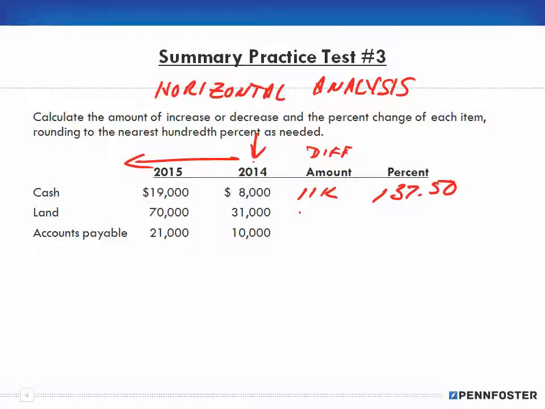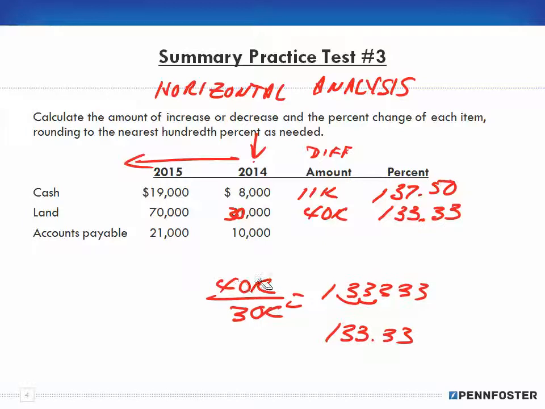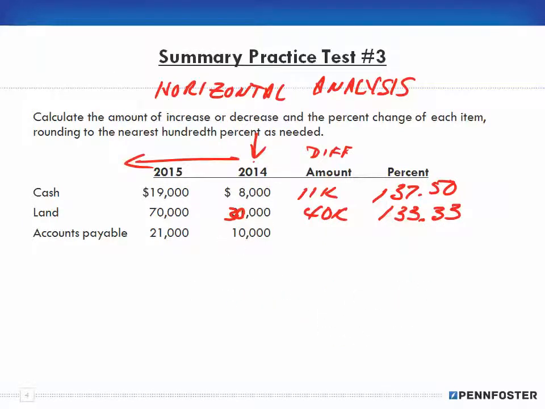We'll take 70,000 less 31,000, which gives me 39,000. Oops, that's not 31,000, sorry. As I glance back in the book, this should be 30,000 here. So 40,000 is the difference. If I take 40,000 and divide it by the 30,000, I end up with 0.1333, oops, made a mistake. It can't be 0 because 30 is less than the 40,000, so it's 1.33333. Move my decimal, 133.33%.